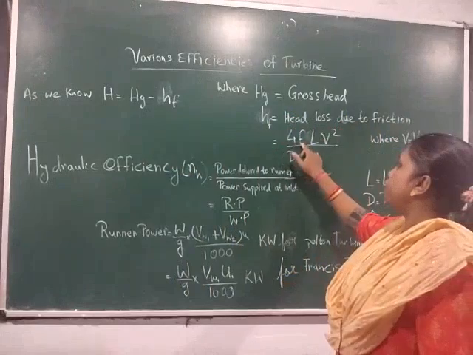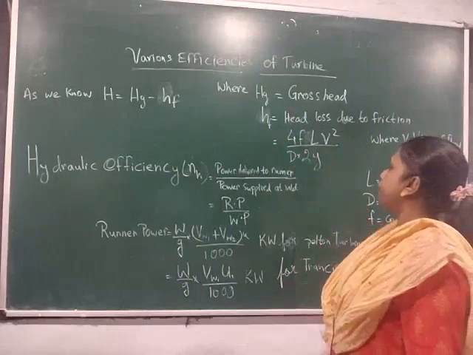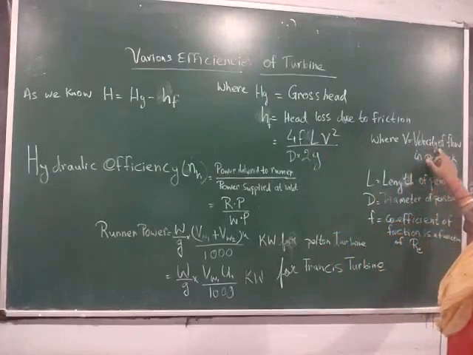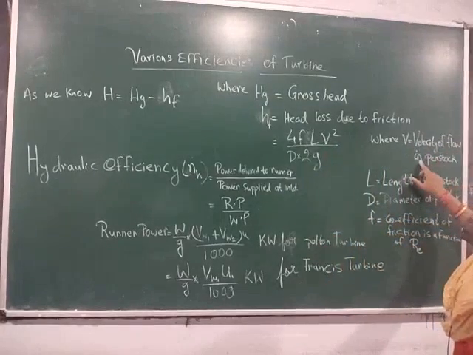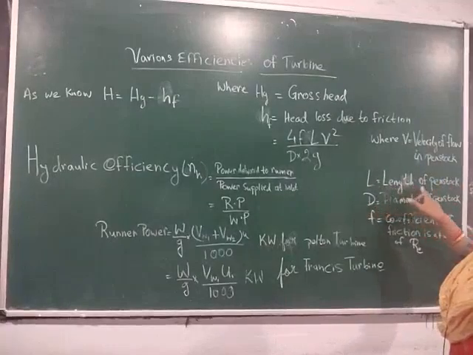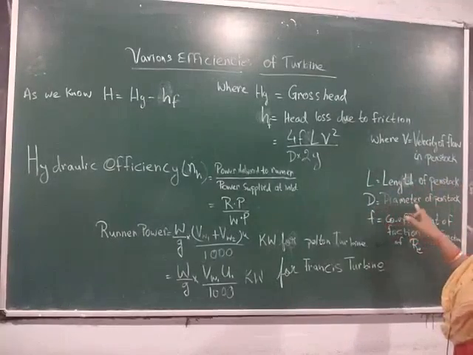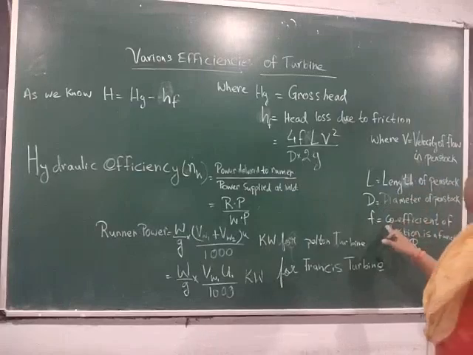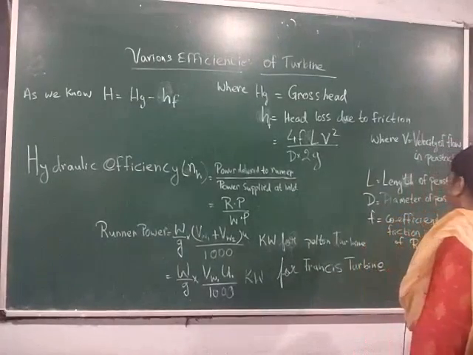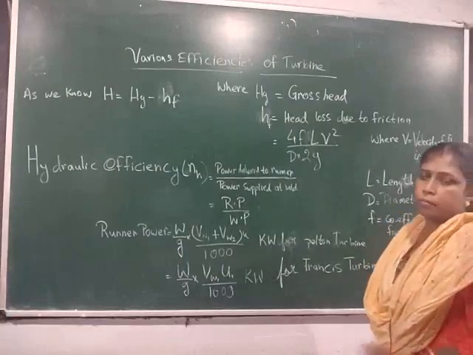That is in turn 4fLV² divided by 2gD, where V is the velocity of flow in the penstock, L is the length of the penstock, D is the diameter of the penstock, and f is the coefficient of friction, which is a function of Reynolds number.